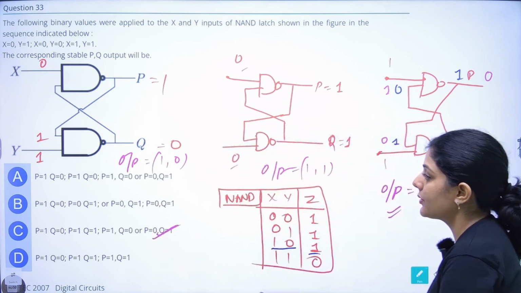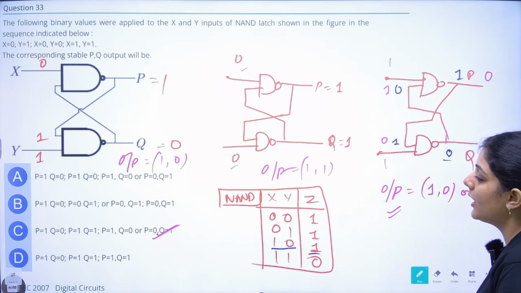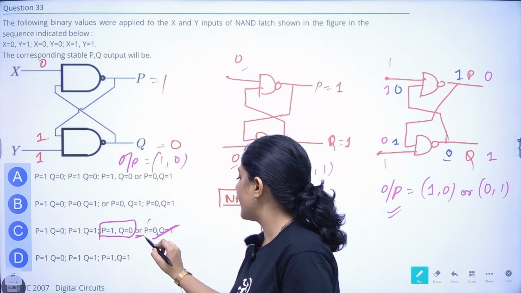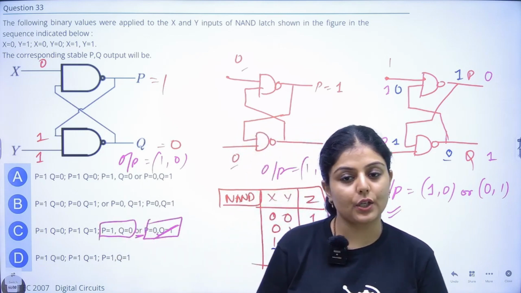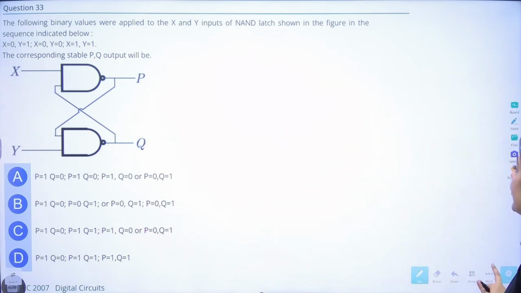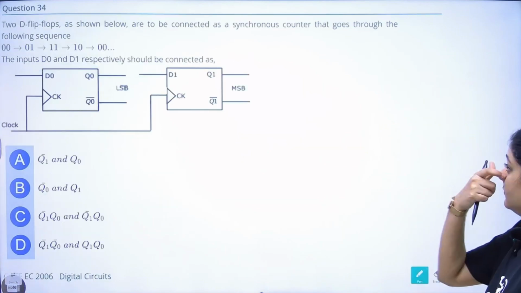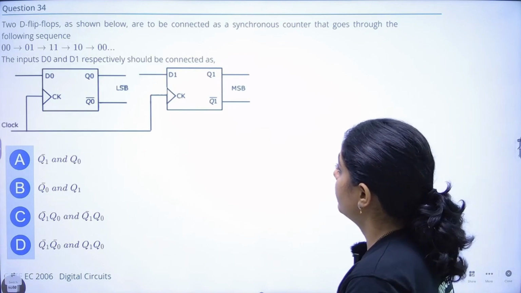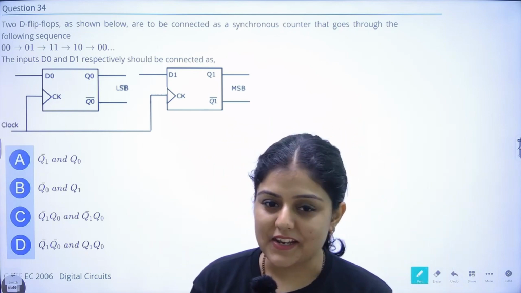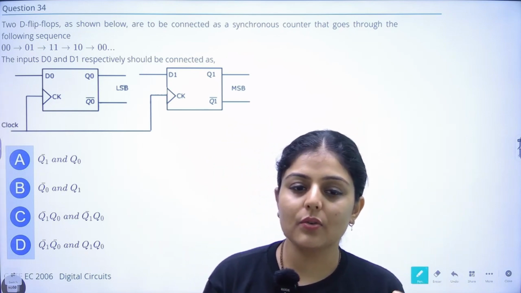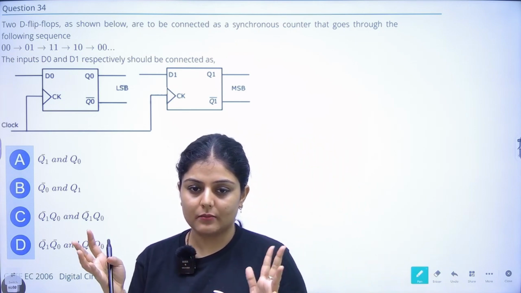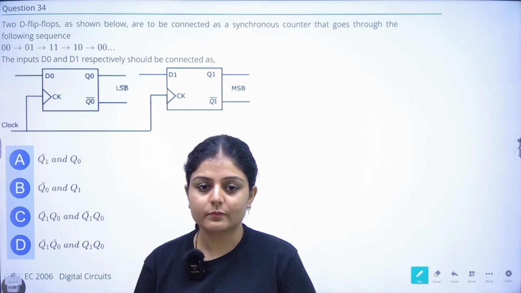P is equal to 1, Q is equal to 0, P is equal to 1, Q is equal to 1, P is equal to 1, Q is equal to 0 and they have written OR here and P is equal to 0 and Q is equal to 1, right? Very easy latch question which we have already done. Very similar kind of question but a little different, because in this the connections are not given, the sequence is given and they are asking you to find out the connections. In previous cases they were giving us the connected circuit and asking us the outputs.